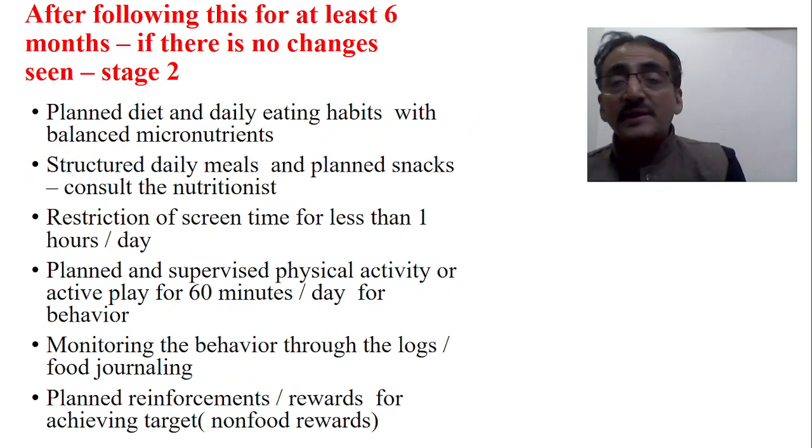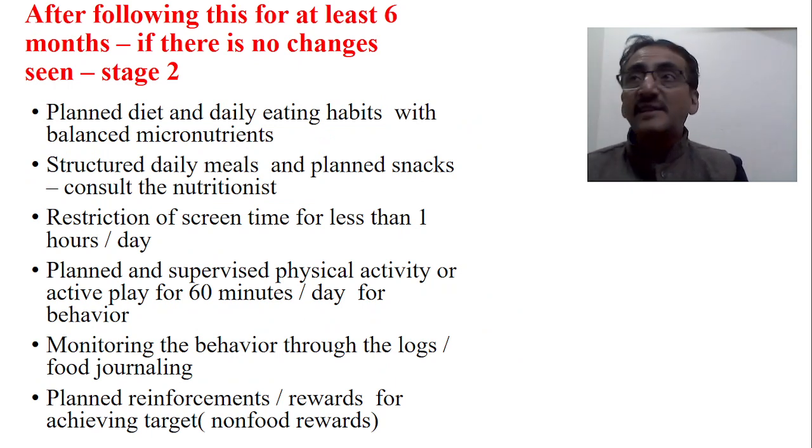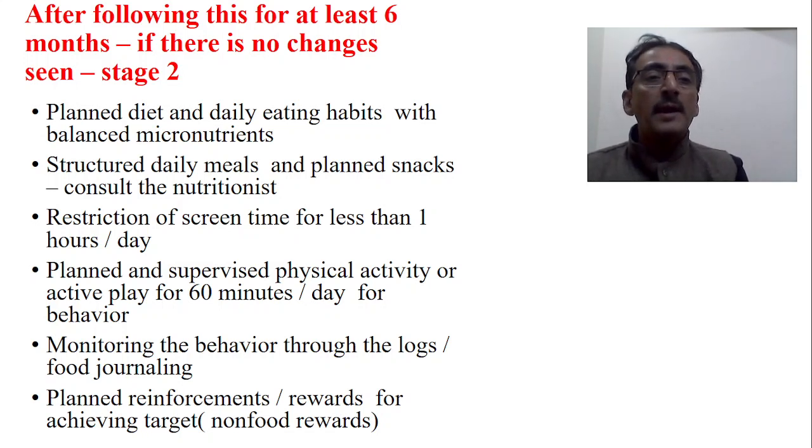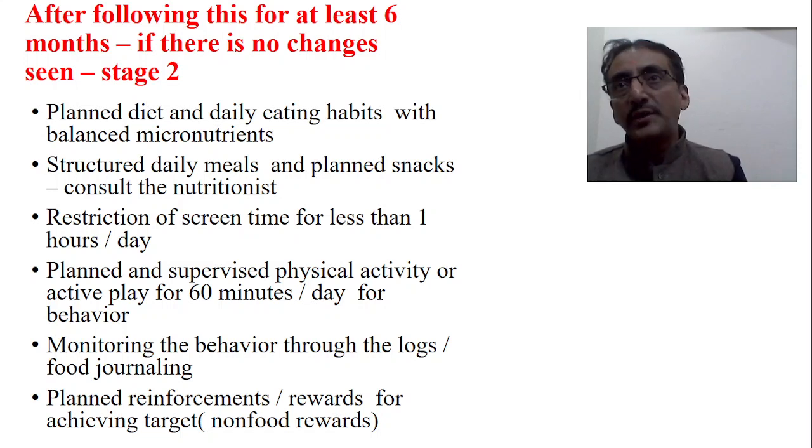Now, after following this stage 1 method for at least 6 months, or even 2 to 3 months, if no changes are seen, BMI is not reduced and is still the same or still worsening, then we have to go for the stage 2 method. What do you mean by stage 2 method? A planned diet and daily eating habits with balanced micronutrients should now be taken.